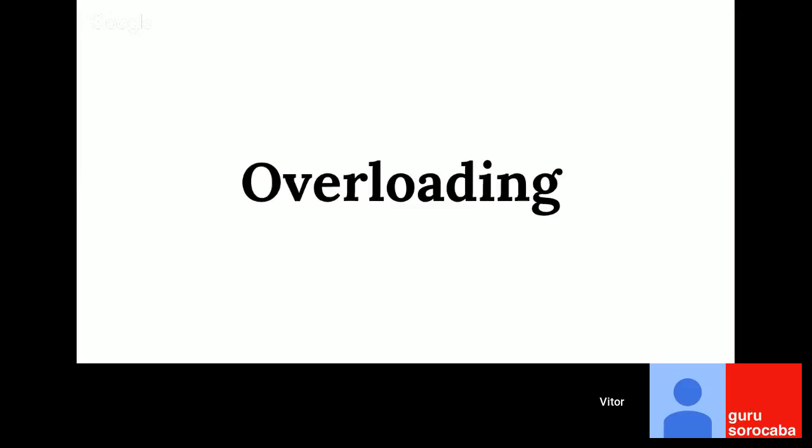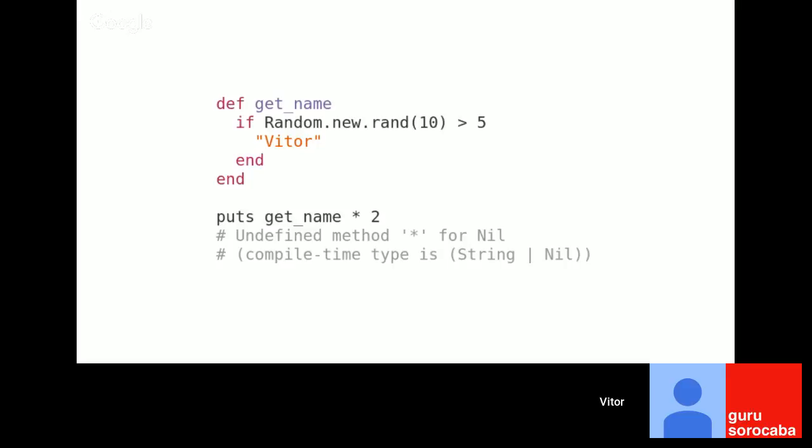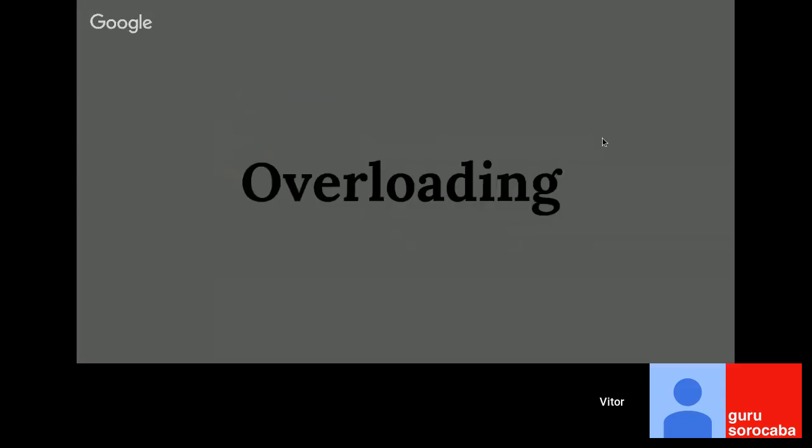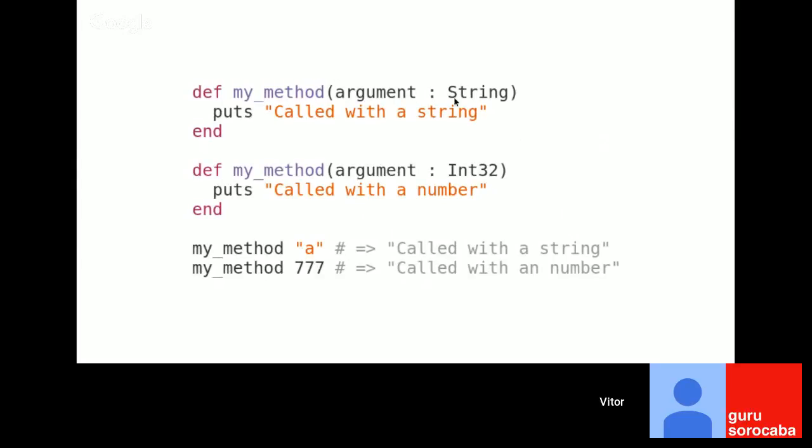Another cool thing that union types allow the language to do is something called method overloading. So instead of writing methods in this labeled signature like this one, where you can receive a string and an integer, we can create two methods, but they are not the same, because the first one receives a string and the second one receives an integer. So we can create two methods that have the same name, but will do different things depending on the type of the variable that they receive.